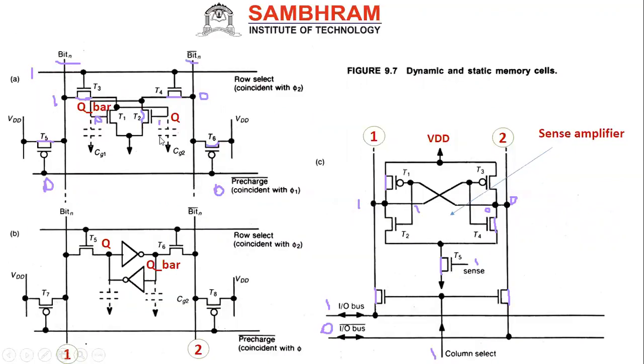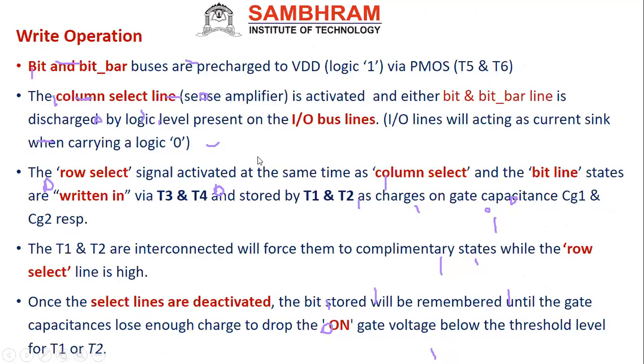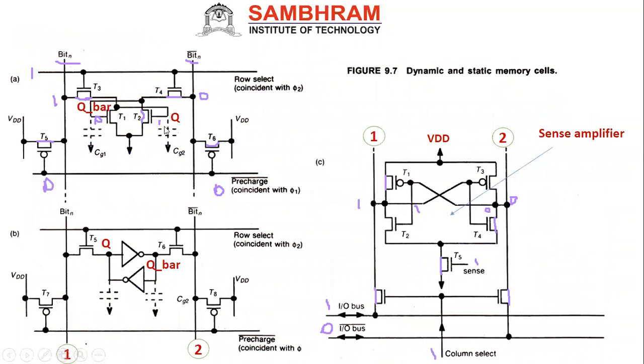Due to what? There will be charge leakage, correct? So slowly when it discharges, what will happen? When it goes less than the threshold voltage, that is what we can say, it drops below the threshold voltage on the gate. By this time, when it is 1, this transistor will be on only. But what will happen when it drops? For example, I can assume my VDD is equal to 5 volt.